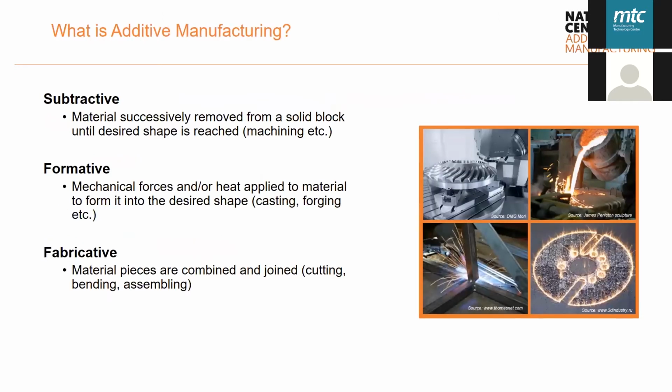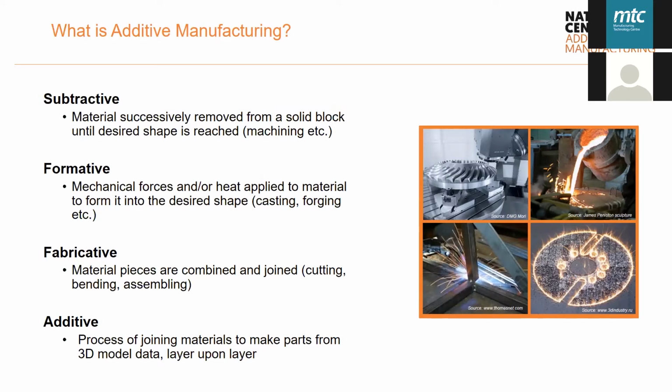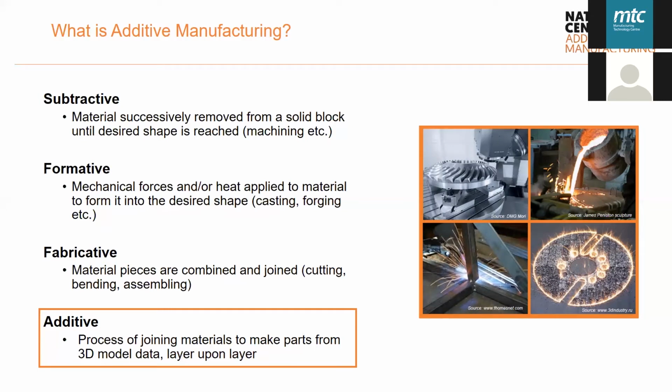So what is additive manufacturing? Now, manufacturing can be split into 4 main types of process. Subtractive, which is removing material from a solid block to reach a desired shape, such as machining. Formative is using mechanical forces and heat and applying it to material to form it into a desired shape, such as casting, forging. Fabricative is combining materials and joining materials together to build components. And finally, additive is the one that we're going to be investigating, which is the process of joining materials, usually driven from 3D model CAD data in a layer by layer fashion.